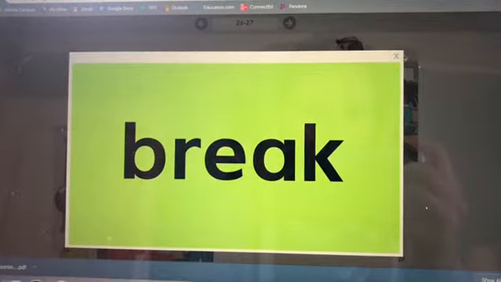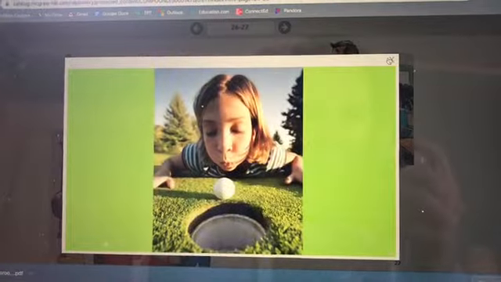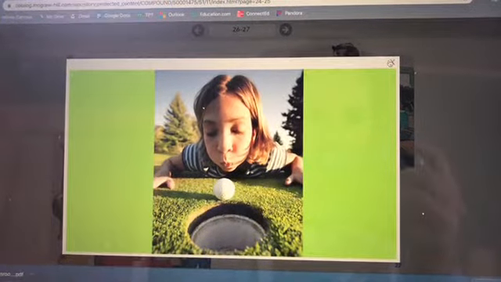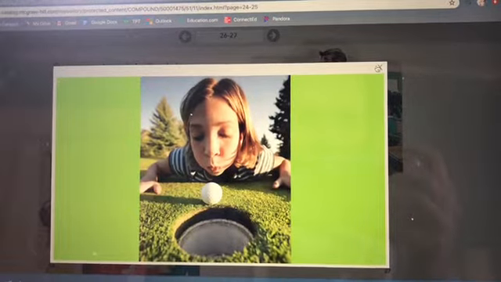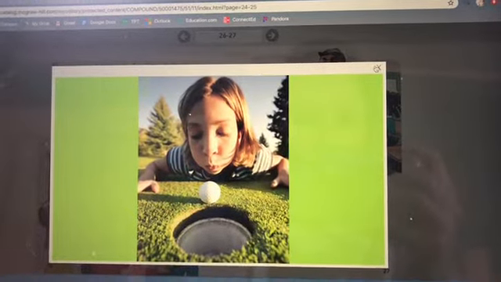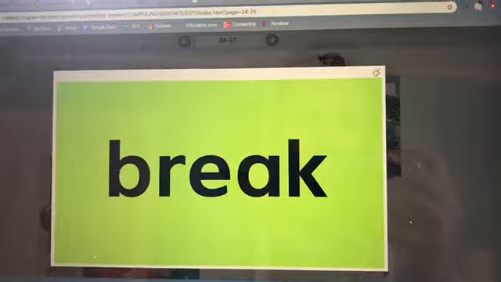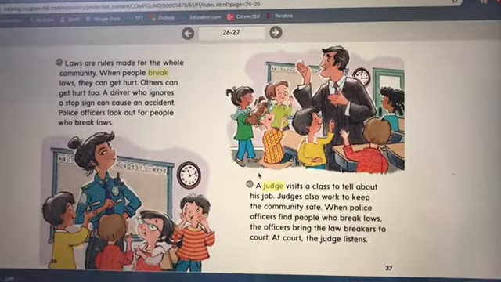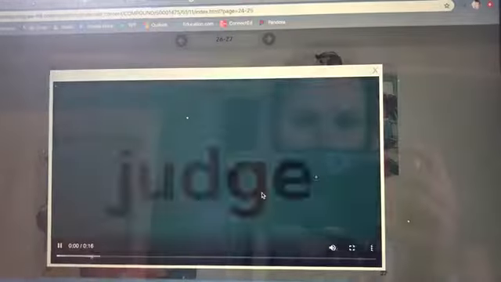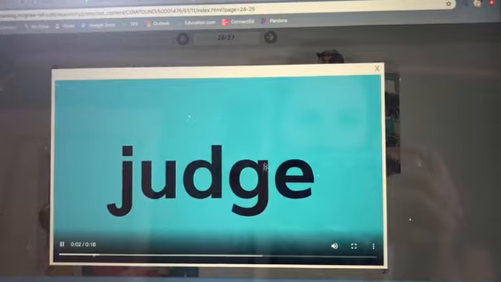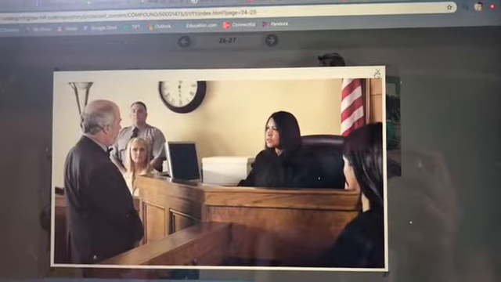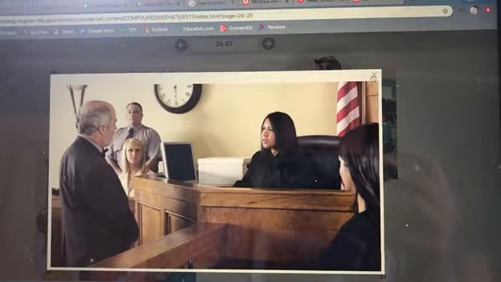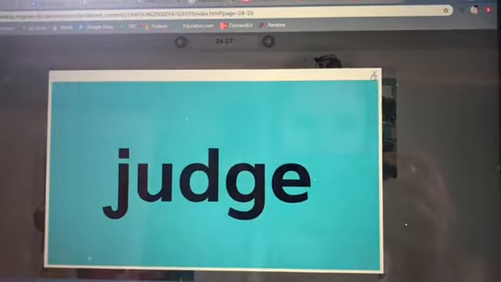Break, to not obey. See him break the rules of mini-golf. He should tap his ball into the hole. He should not blow on it. Break. Judge, a person who makes decisions in court. The judge wears a black robe. She decides the court case. Judge.